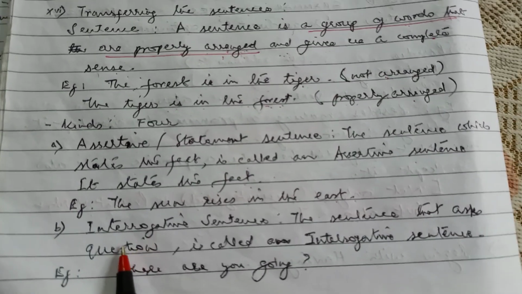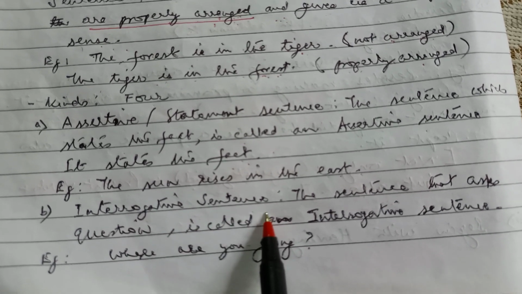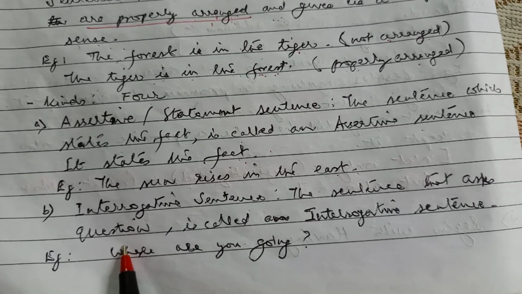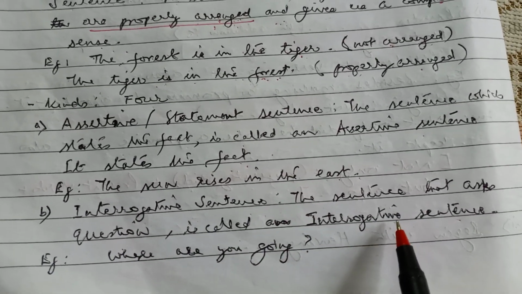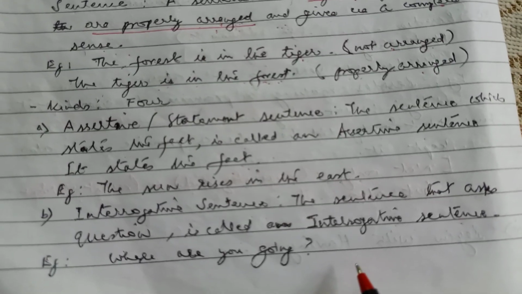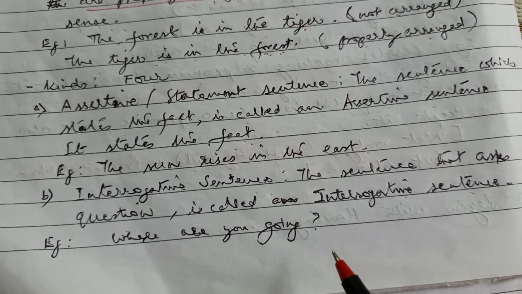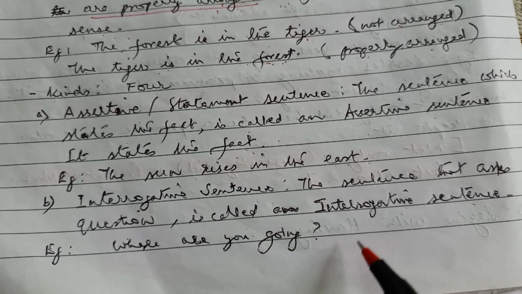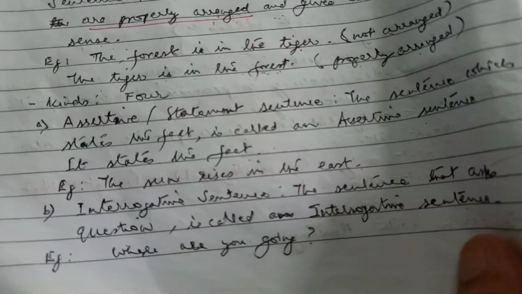Okay, now move on to the next one. B, interrogative sentence. This is a simple sentence to understand, right? The sentence that asks a question is called an interrogative sentence. So whenever you ask a question, that is an interrogative sentence. Take an example: Where are you going? What are you doing? What is your name? So whenever a question is asked, it is called an interrogative sentence. An interrogative sentence ends with a question mark.